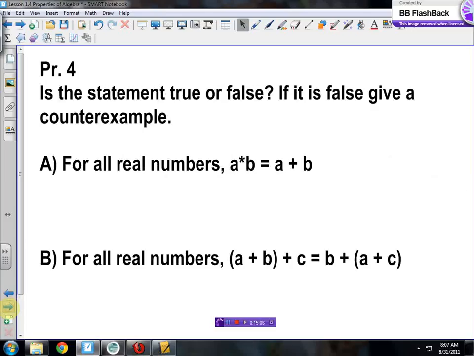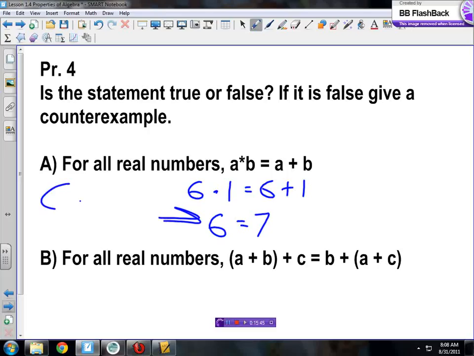All right. Now these ones are going to be math statements, and they want to know, is this true or false? If it's false, give a counterexample. So on the first one, they say for all real numbers, a times b is equal to a plus b. No? What's a counterexample? We need a specific example that will prove this false. So we need numbers. 6 times 1, 6 plus 1. 6 times 1 is? 6 plus 1 is? Are those the same? So that is a counterexample.